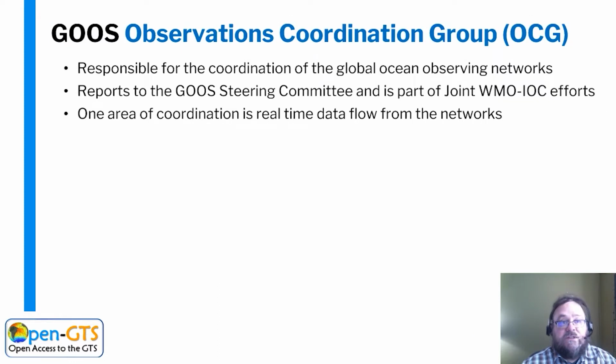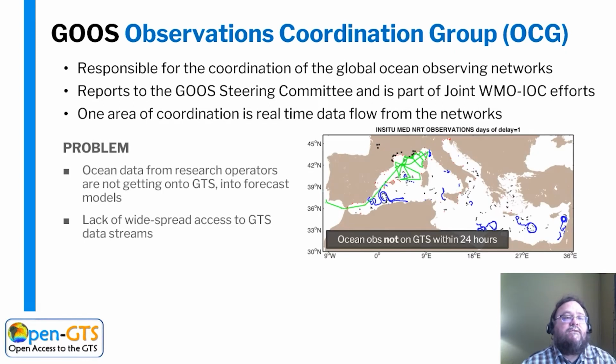Much of this work was done under the GOOS Observations Coordination Group, or OCG. Now, OCG is responsible for the coordination of the global ocean observing networks, and one area of coordination is real-time data flow from those networks. So several years ago, we were approached with a couple of problems, one being that there are observations being measured out on the ocean and the seas that are not making it onto the GTS, and therefore not making it into the forecast models. There was also a lack of widespread access to these GTS data streams.